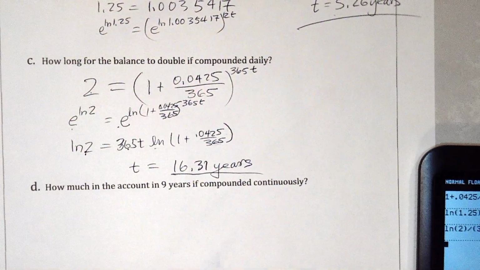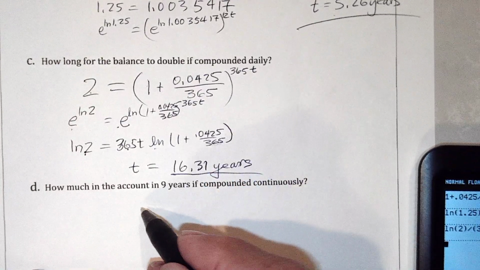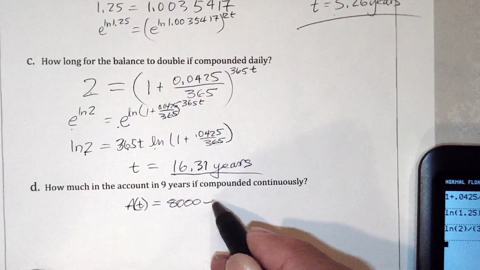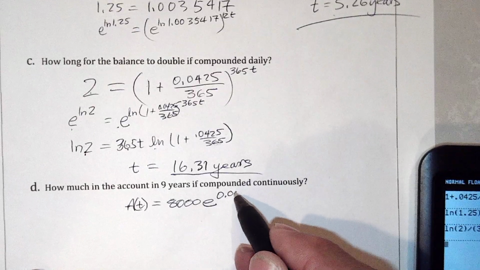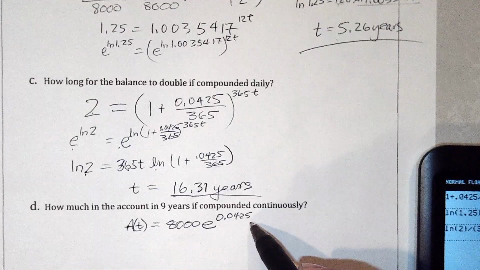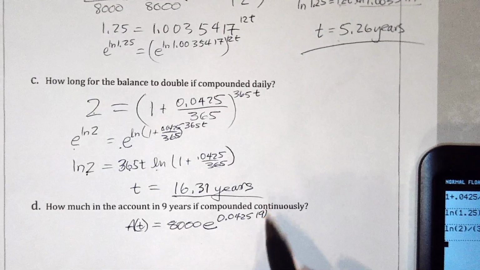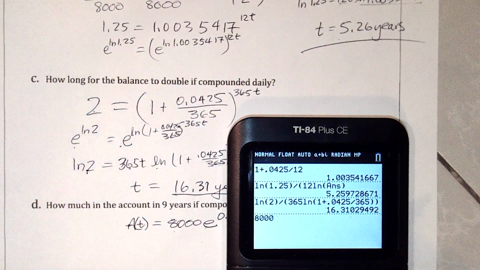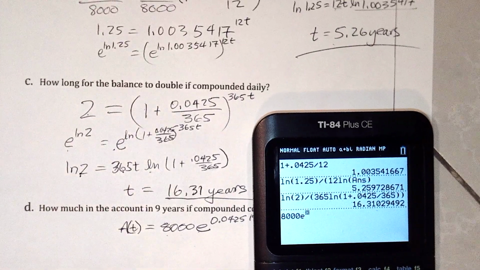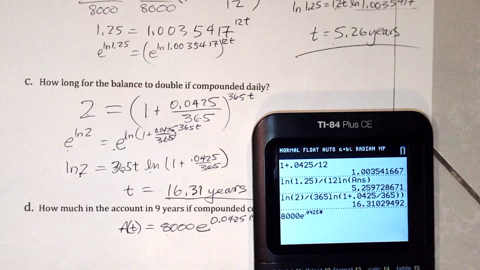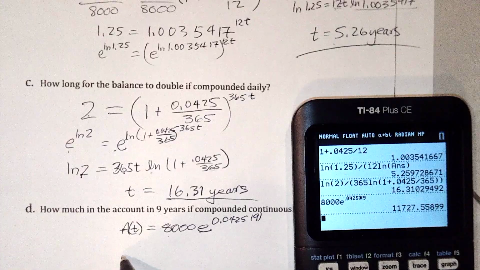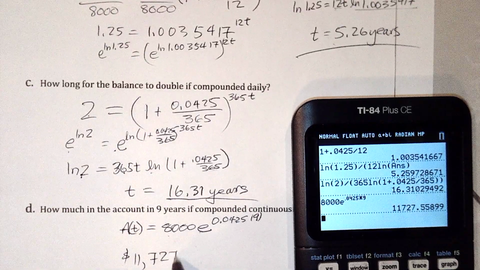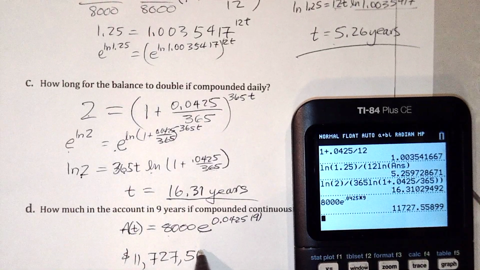And how much is in the account in 9 years if compounded continuously? So that's just the starting amount, which was 8,000, e to the interest rate in decimal, 0.0425, t, and that t is going to be 9 years. So I get to take 9 times that, take e to that power times 8,000, and I get it. So 8,000 e to the 0.0425 times 9. And the amount that would be in the account after 9 years, if compounded continuously, would be $11,727.56, rounding.